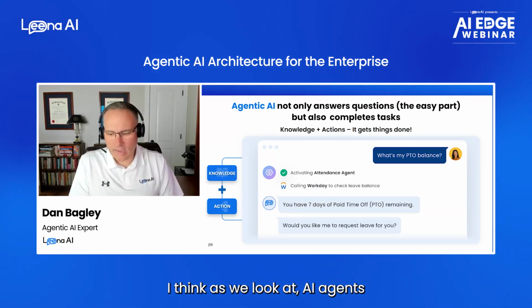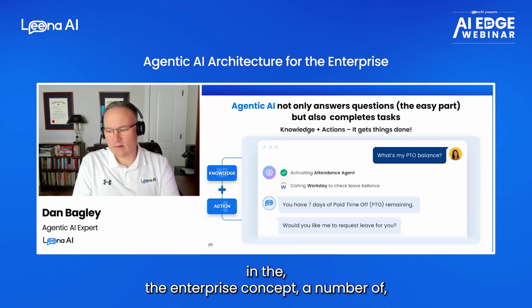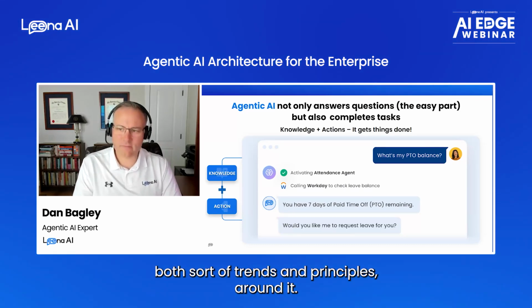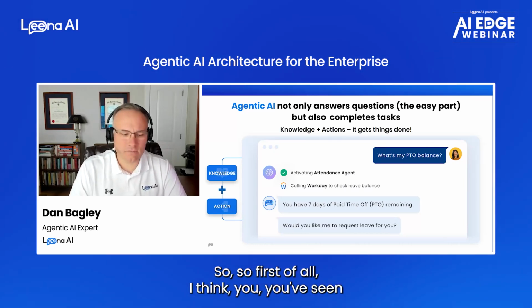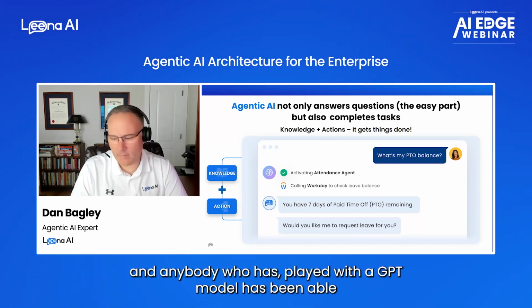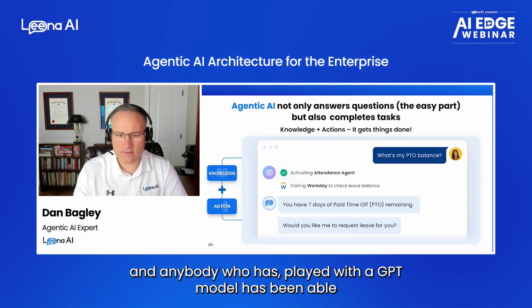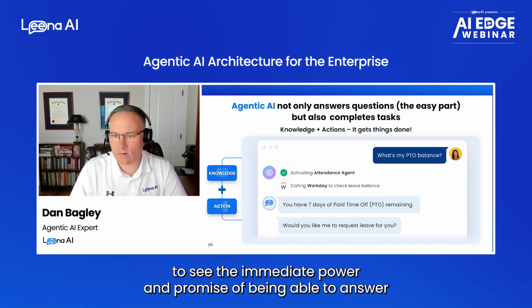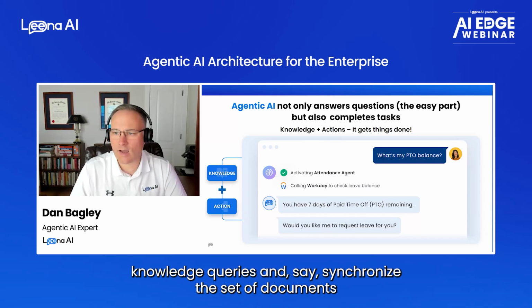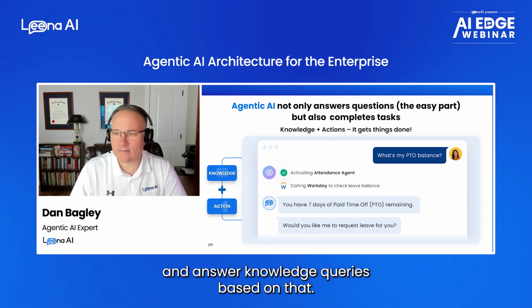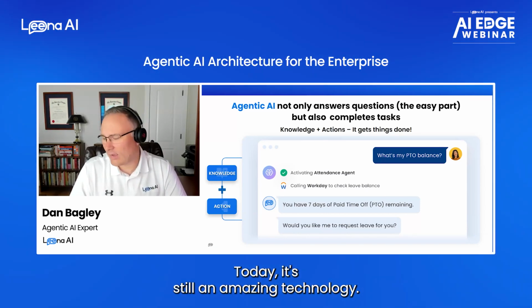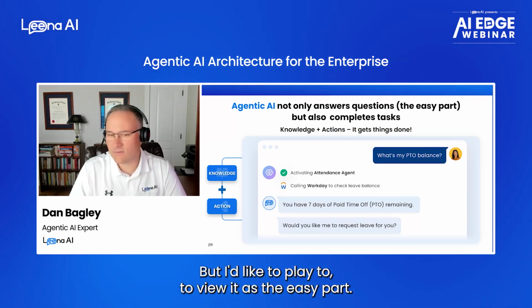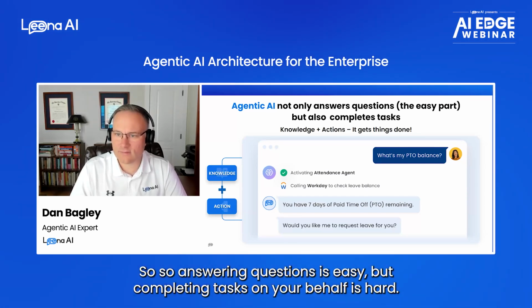I think as we look at AI agents and the enterprise concept, there are a number of trends and principles around it. So first of all, anybody who has played with a GPT model has been able to see the immediate power and promise of being able to answer knowledge queries, say, synchronize a set of documents and answer knowledge queries based on that. Today, it's still an amazing technology, but I'd like to view it as the easy part. So answering questions is easy, but completing tasks on your behalf is hard.